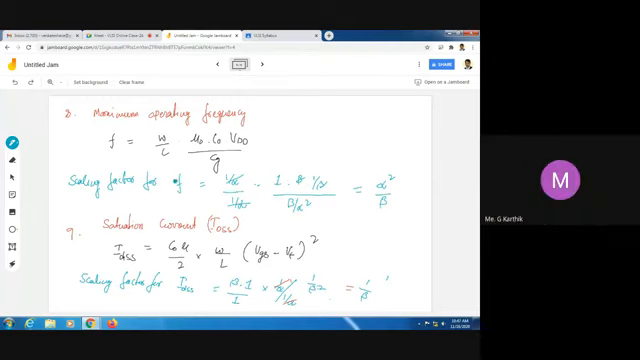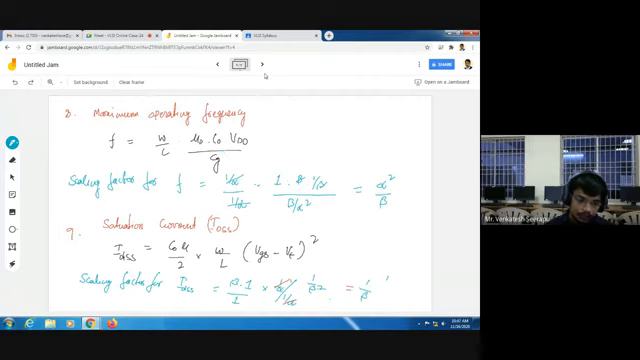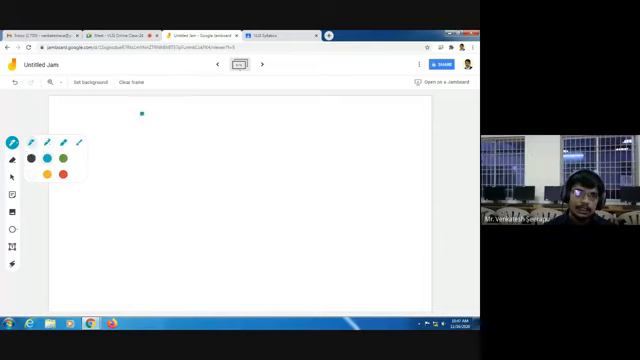Understood? Yes sir, understood. Next one is the current density. IDSS has a scaling factor 1 by beta. Next one is current density. So what is the formula for current density?